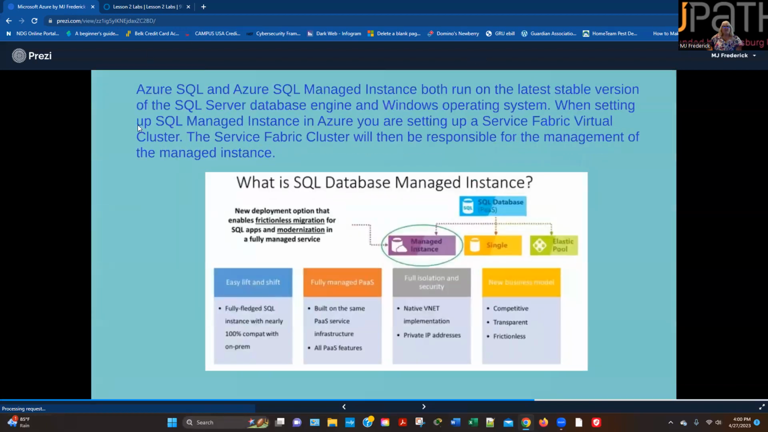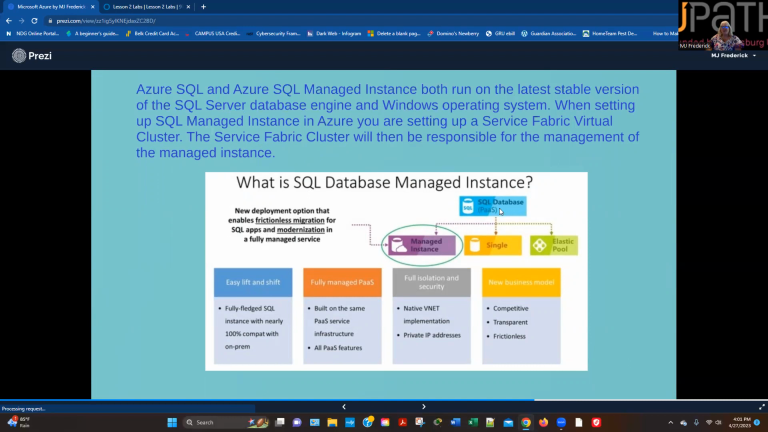So when we look at this for Azure SQL and Azure SQL Managed Instance, they both run the latest version of the SQL database engine and the Windows operating system. So now we're still Windows 10, but we're all in Windows 11. And when setting up the SQL Managed Instance in Azure, you're setting up what is known as the Service Fabric Virtual Cluster, which will then take over for the management of that instance. It takes over for you. So it's a new deployment option that enables frictionless migration for your SQL apps, modernizing a fully managed system.